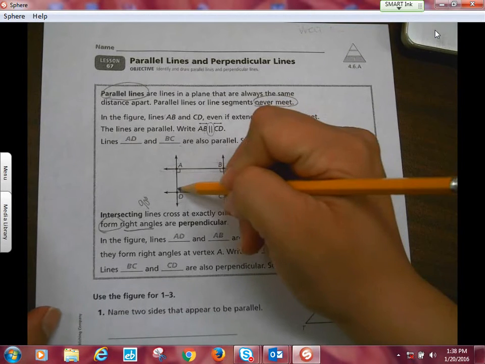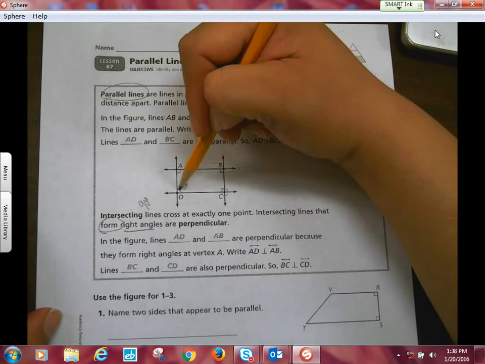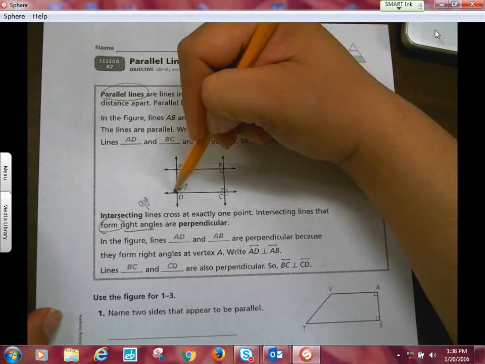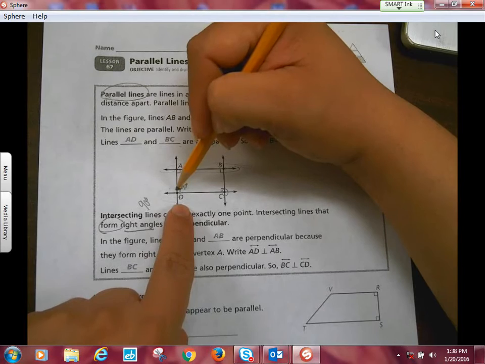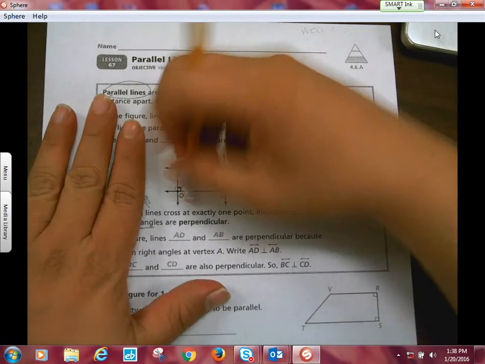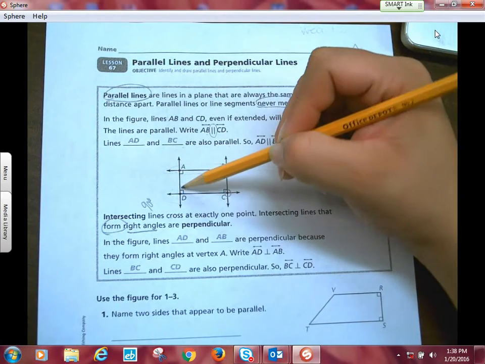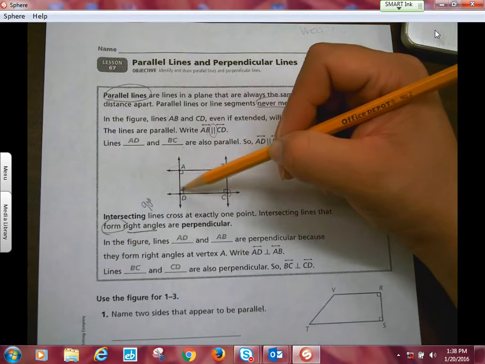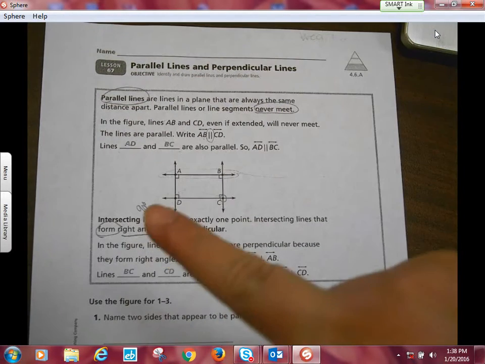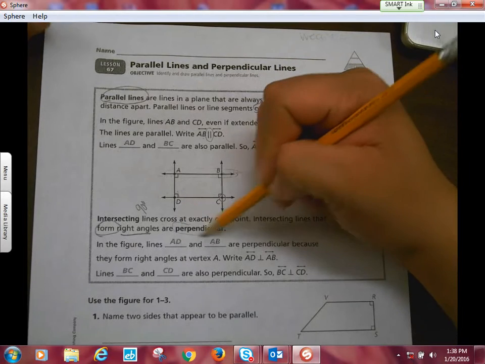If you notice here on this side, there is a square that is telling us that this is 90 degrees. If this side is 90 degrees, this side is going to be 90 degrees and all the way around. So sometimes you will see that little square, that little box, and sometimes you will not see it. So here they intersect, yes. Do they make 90-degree angles? Yes. If it hits those two criteria, then they are considered to be perpendicular lines.